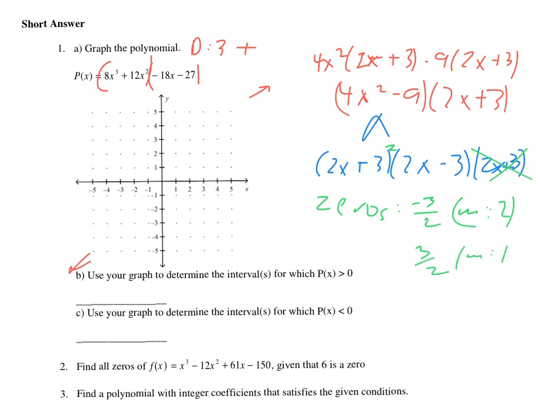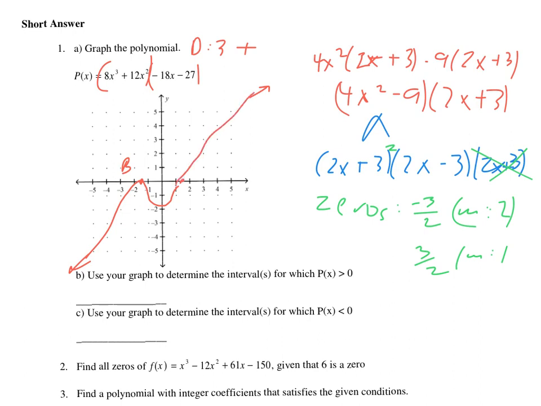So at -3/2 is like -1.5, so that's going to be right there. And we know that that one's the bouncer because it's multiplicity 2. And then the other one's at 1.5 right there. So this will bounce off right there and then cut through right there.